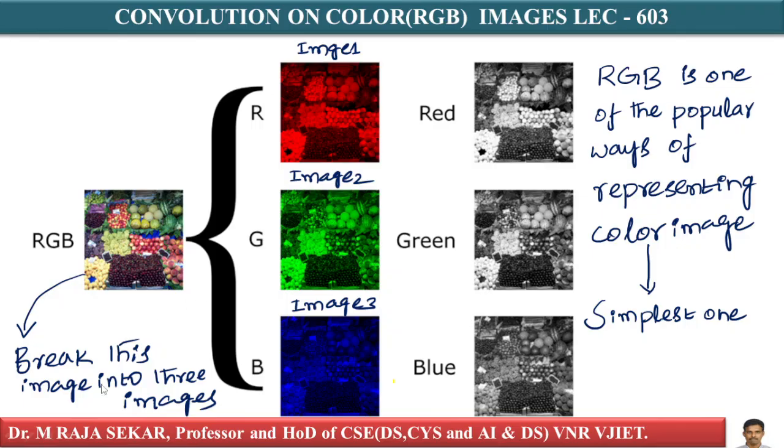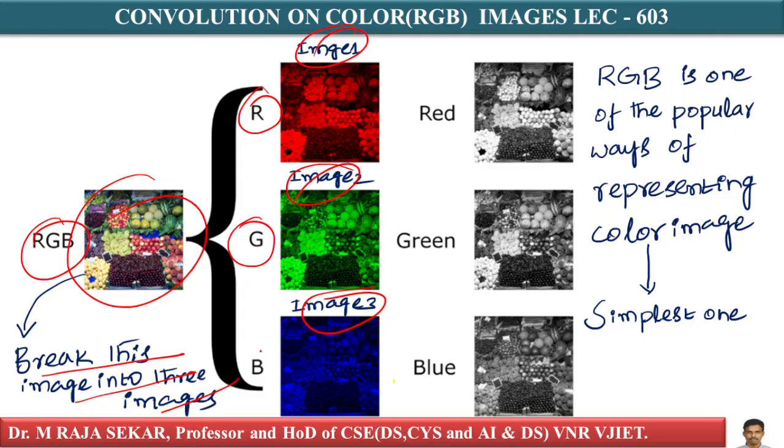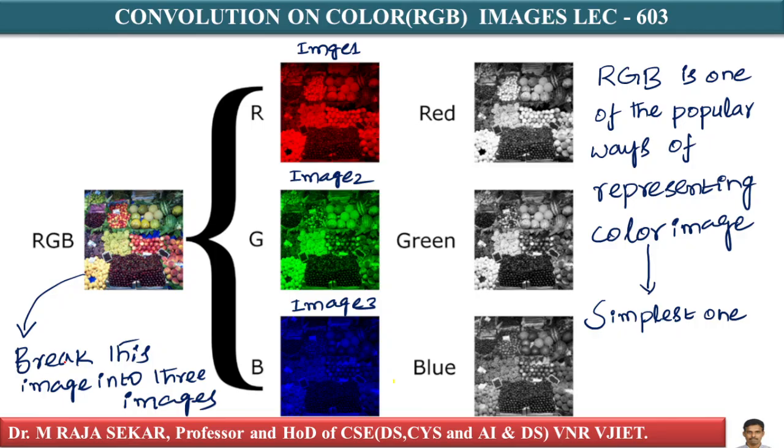Instead of talking about the pixel, I'm now saying something about the image itself. I am breaking this image into three images: image 1, image 2, image 3. Image 1 is related to red color, image 2 is related to green color, image 3 is related to blue color. Therefore, instead of thinking each cell has three values, the alternative is that there are three images, which are combined together to form the RGB image.